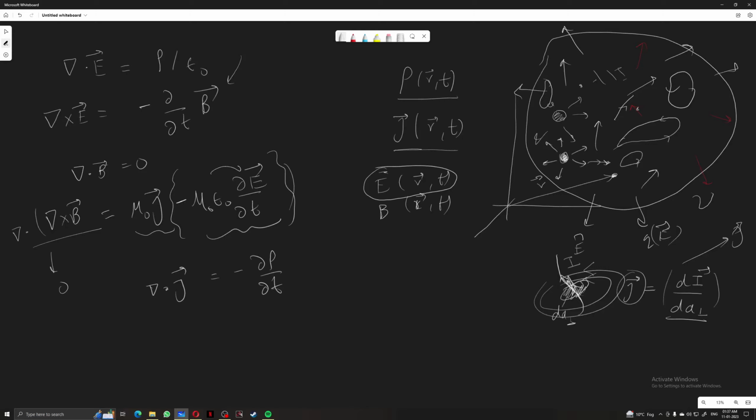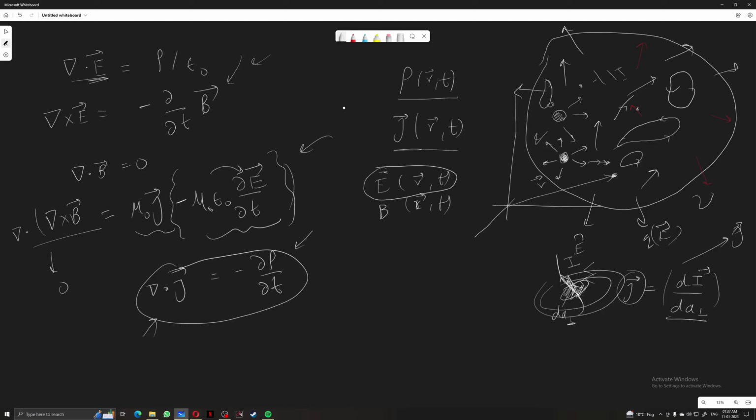You can bring the divergence inside, because time and space are different here, and then you can use this divergence of E to replace this divergence with rho over epsilon naught to establish this identity. So this is nothing new. The content of this conservation law is embedded in these two equations.